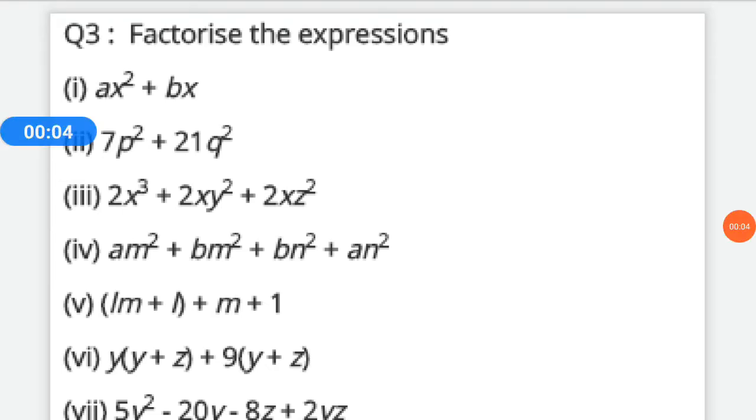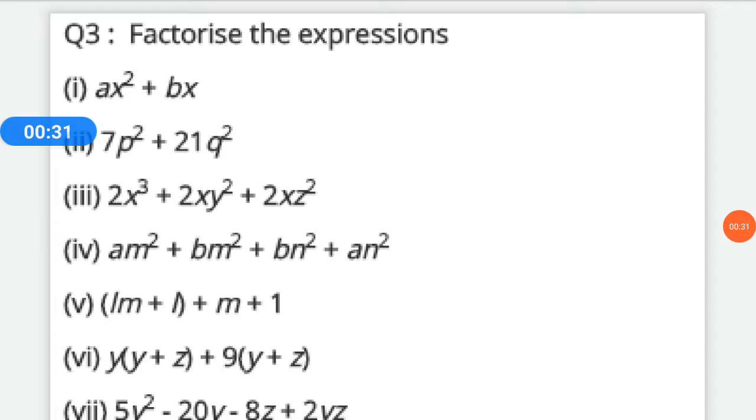Here we are going to see exercise 14.2 question number 3. In the previous video we had already done exercise 14.2 questions number 1 and 2. Hope you people understood. So here we are going to see the third question from chapter number 14, factorization, exercise 14.2 question number 3.